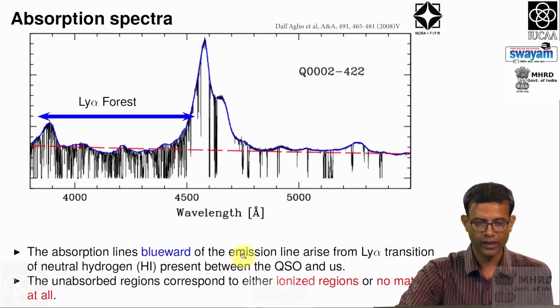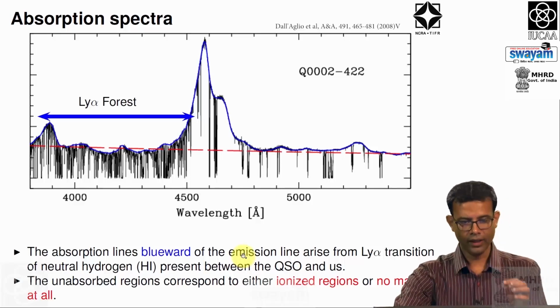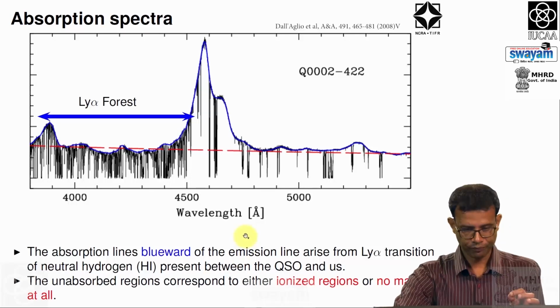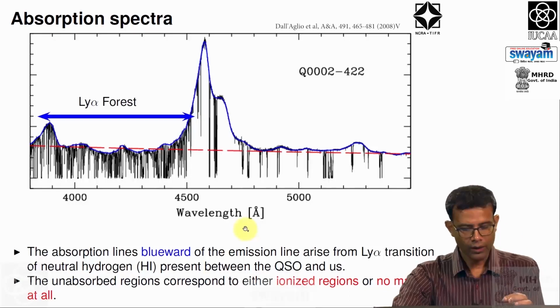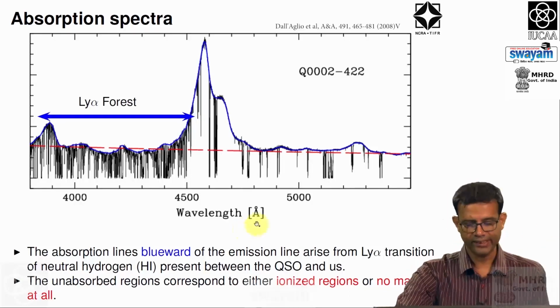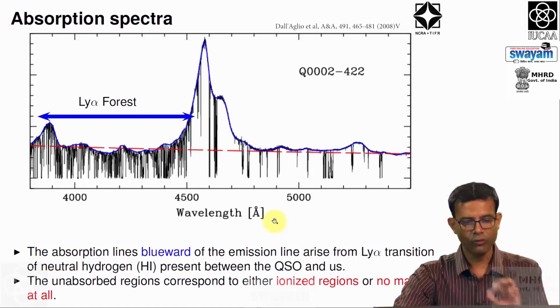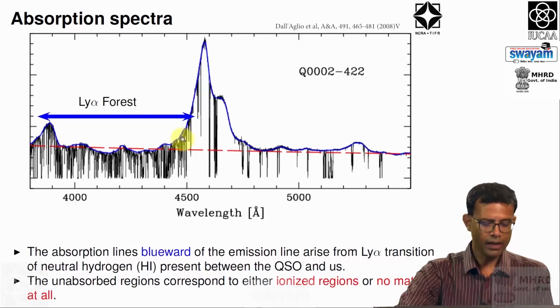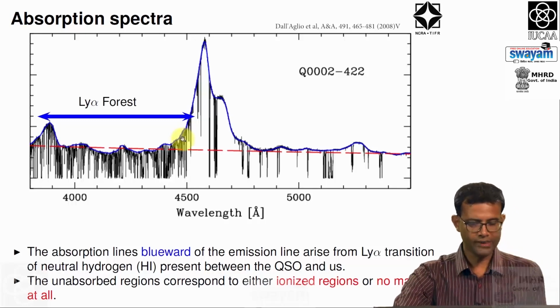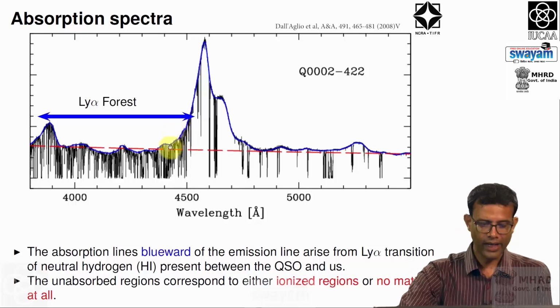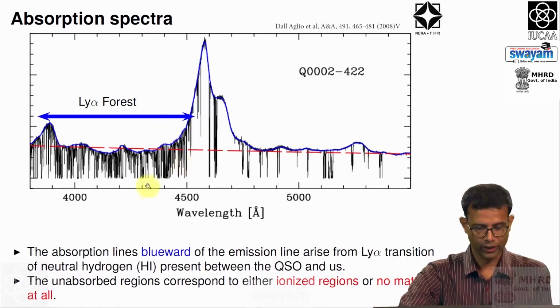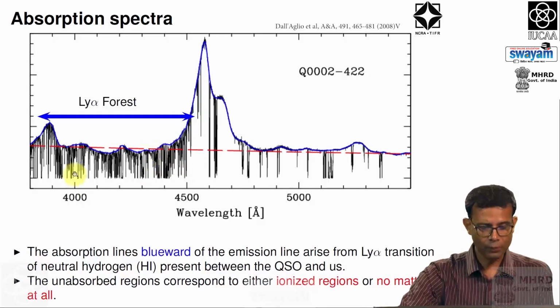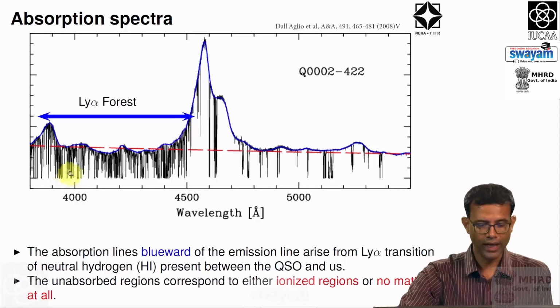Lyman alpha transition is when, in a neutral hydrogen atom, the electron is in the ground state, it absorbs a photon and goes to the first excited state. So, it is basically the n equals 1 to n equals 2 transition, that is called Lyman alpha, and if the photon is absorbed, you do not get it. So, that produces an absorption signature. Clearly, this absorption happens because of neutral hydrogen.